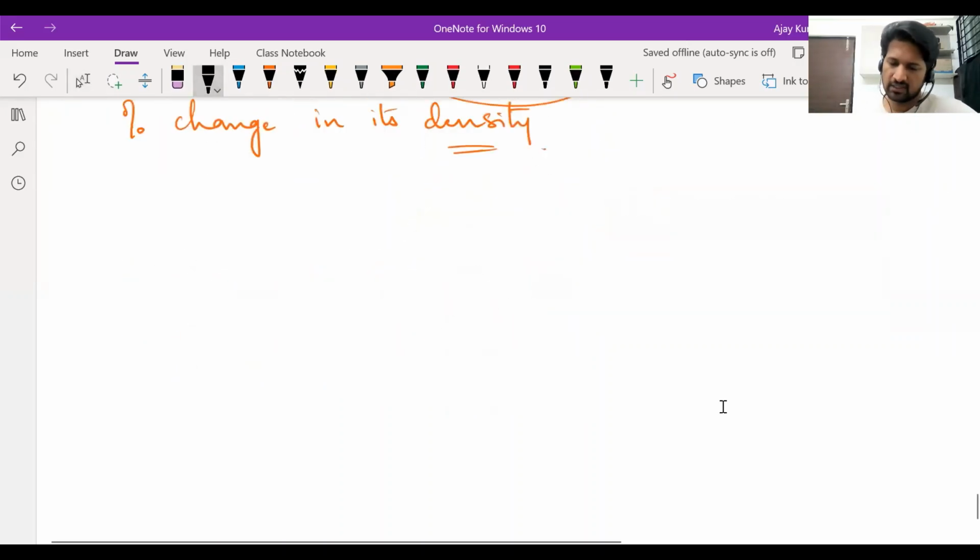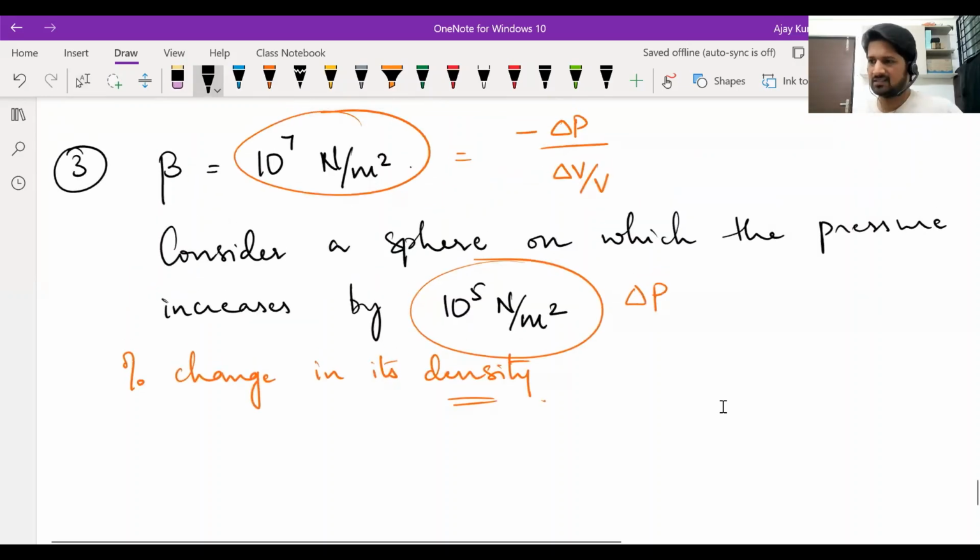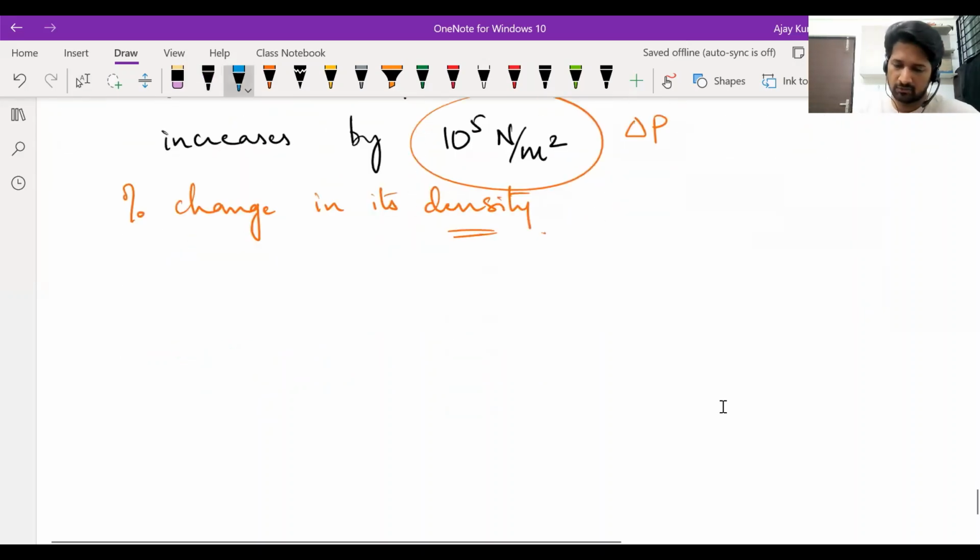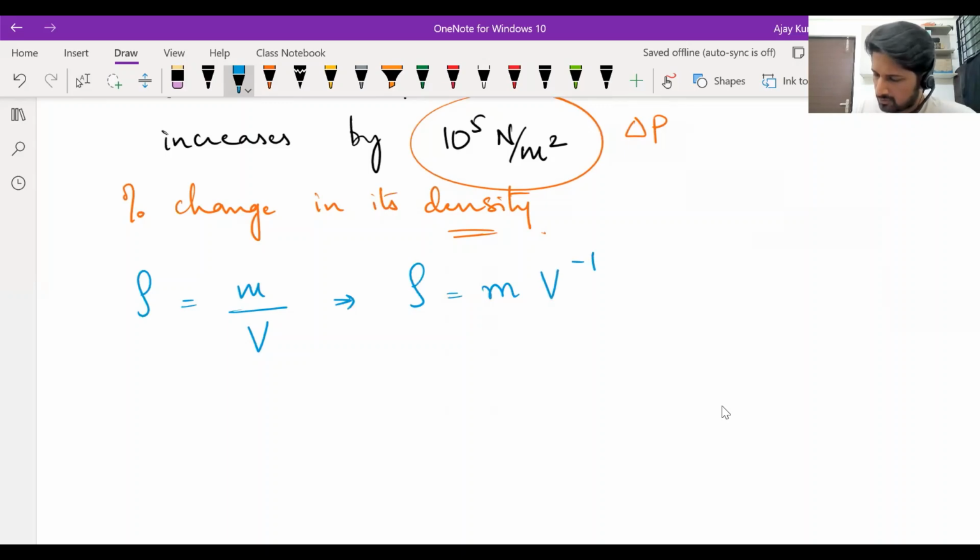Now, when an object is compressed or stretched, it's a solid object, its mass is not going to change. So using that, you can relate density changes to volume changes. Let's use the symbol rho for density. Density is mass by volume, so you can say density is mass multiplied with volume to the power of -1. Therefore, the percentage change in density will be -1 times the percentage change in volume.